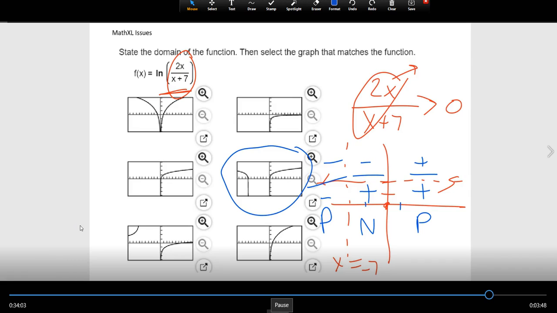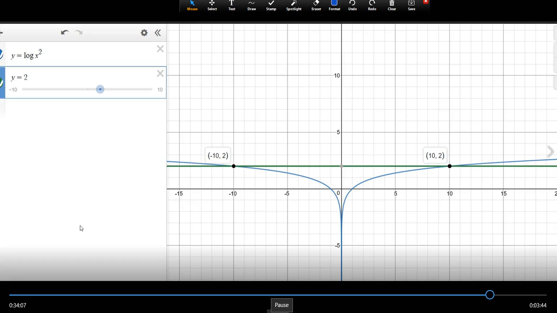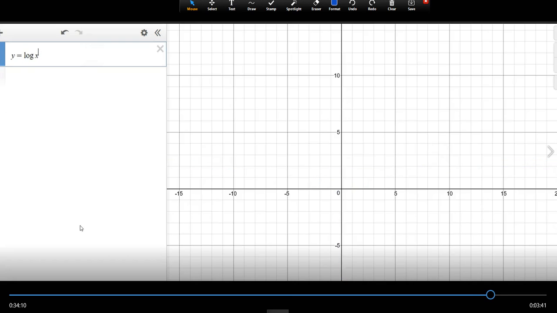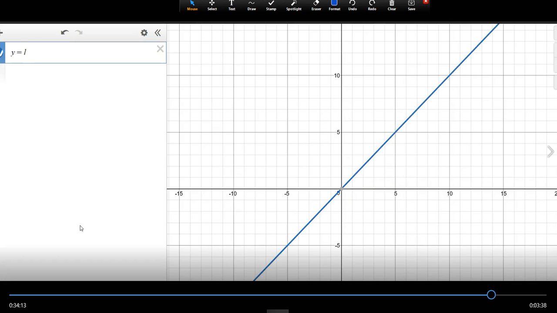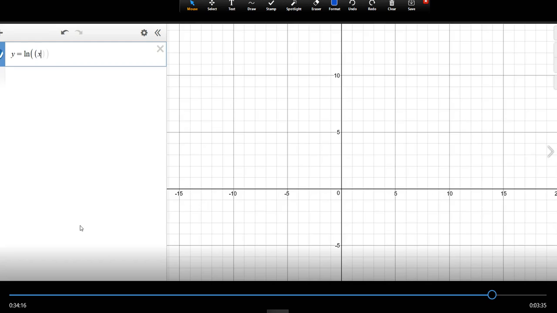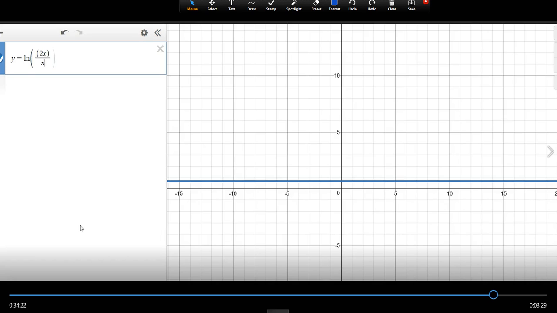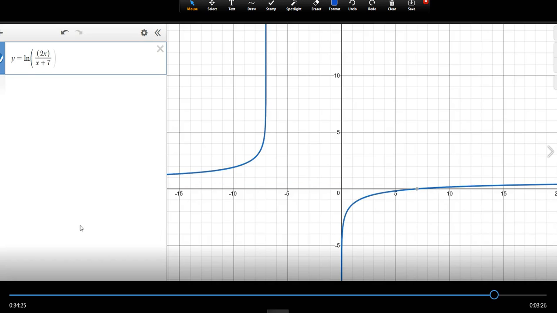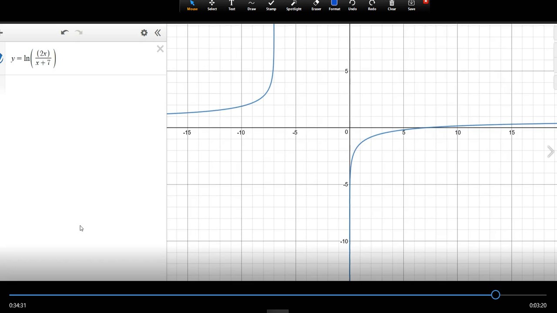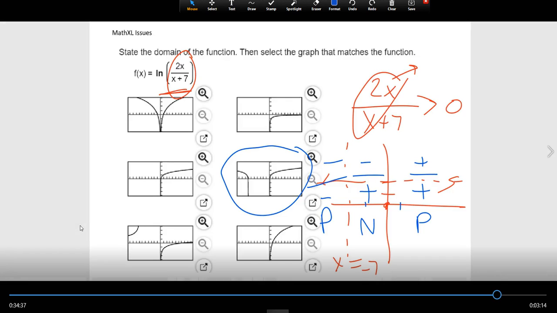We could jump over to Desmos and type that in real fast, just for fun. ln parenthesis 2x parenthesis divided by x plus 7. Oh, I was wrong. I think I was wrong. So there's 2 sections. Kind of looks like a hyperbola, so let me jump back to where I was before. And so I chose incorrectly. It's actually going to be that bottom one over left there. Yep, there it is.